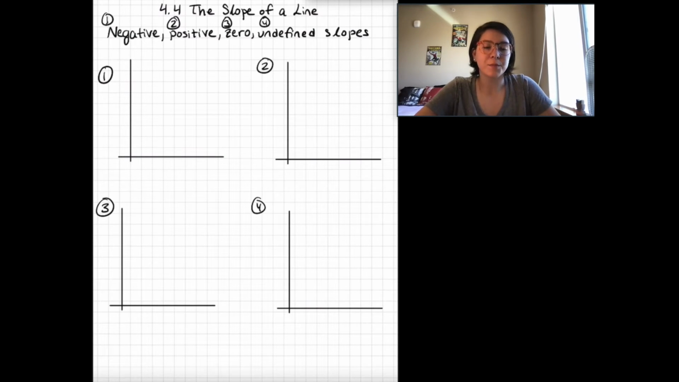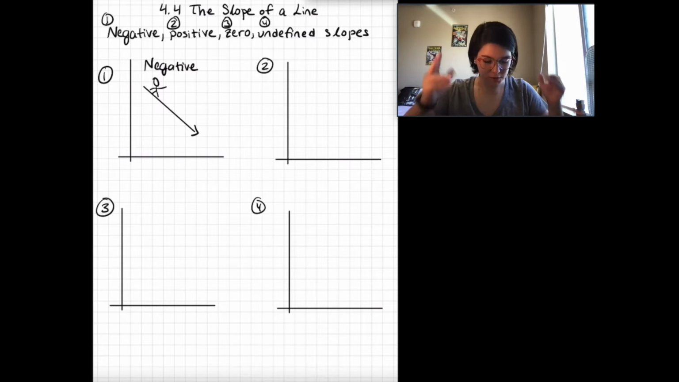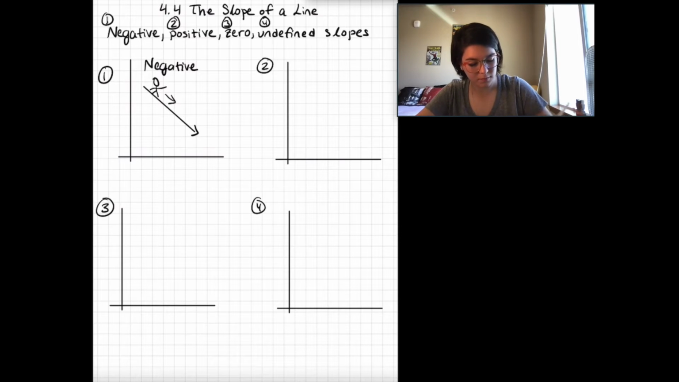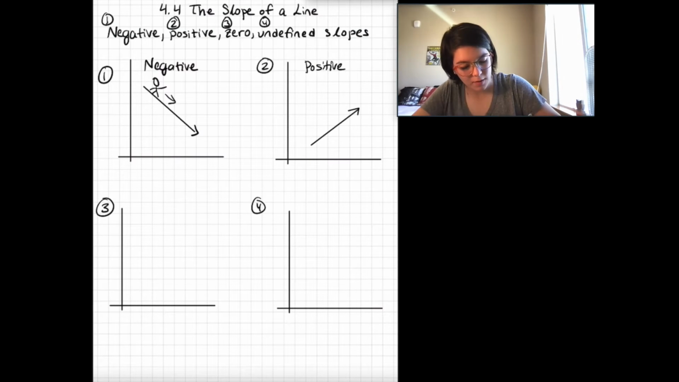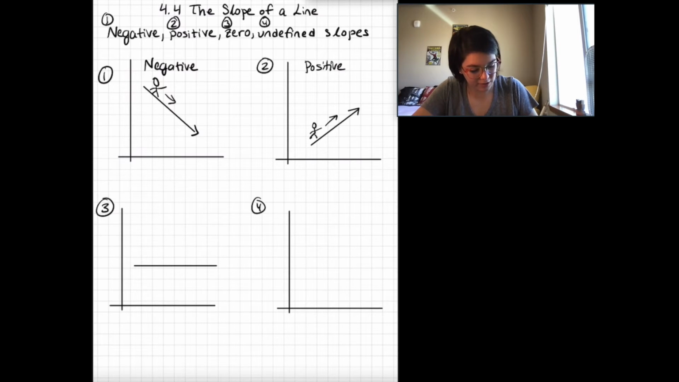So I like to think about this in terms of if I'm walking on the line. So I want you to imagine you're outside and you're walking. So a negative slope would go down. So if you were out walking, here's you, you're kind of like facing downwards. You're walking in a downward direction. A positive line, well, that would be if you were walking upward. A zero line would be if you were walking on a flat surface.